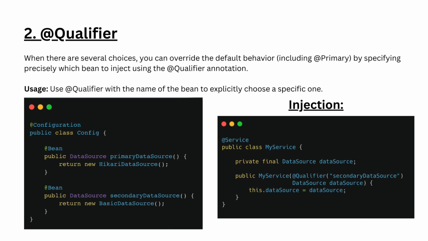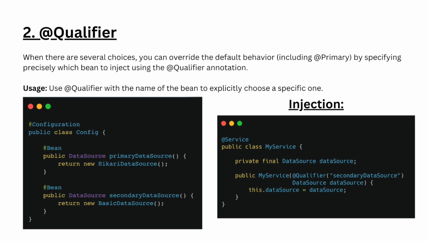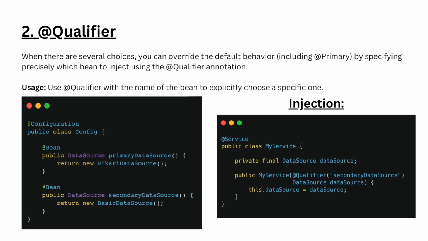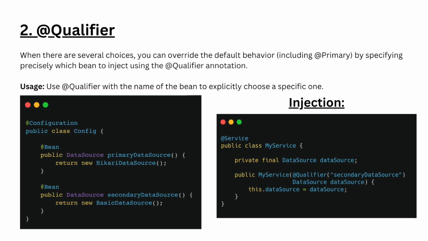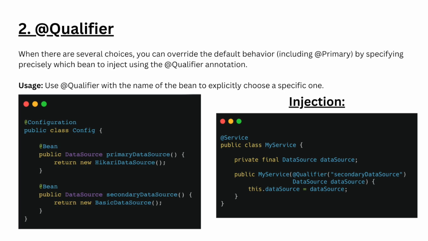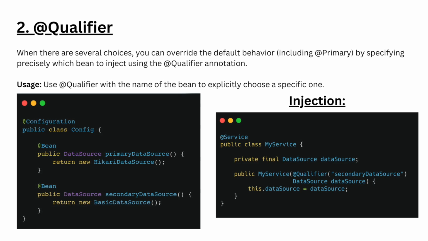When we talk about the Qualifier annotation, this allows you to explicitly specify which bean to inject when there are multiple candidates, overriding the default behavior including Primary.